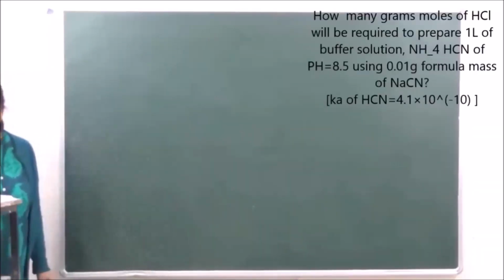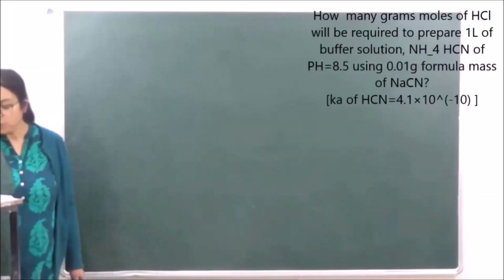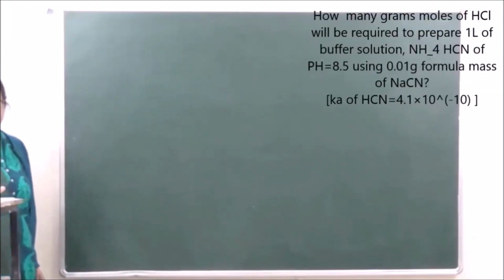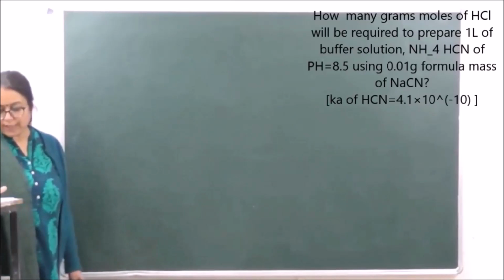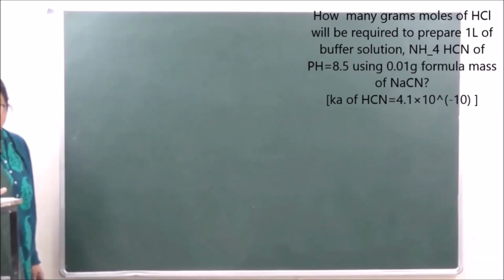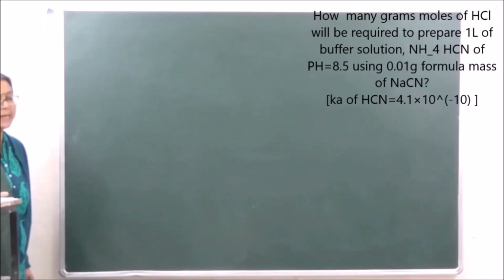What is question number 2? Question number 2 is, how many gram moles of HCN will be required to prepare 1 liter of a buffer solution containing NaCN and HCN of pH 8.5 using 0.01 gram formula mass of NaCN. Ka for HCN is given as 4.1 into 10 raised to power minus 10.